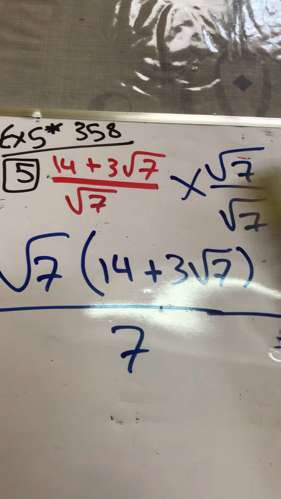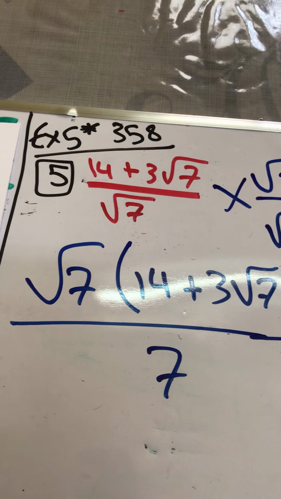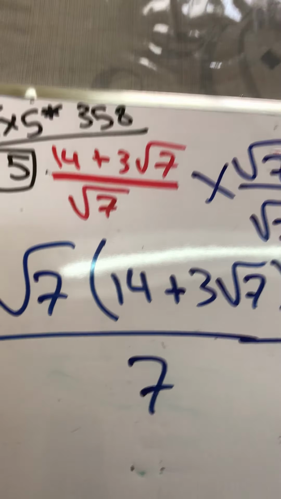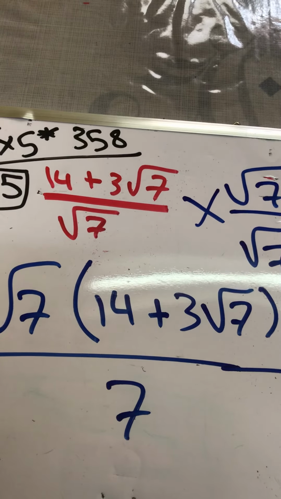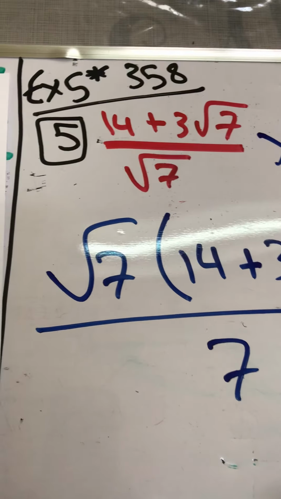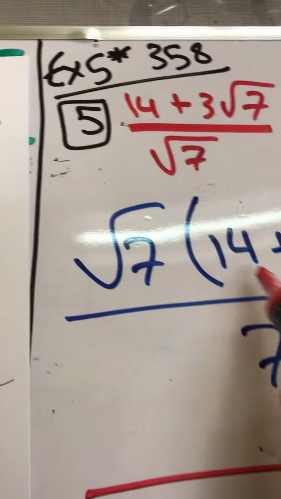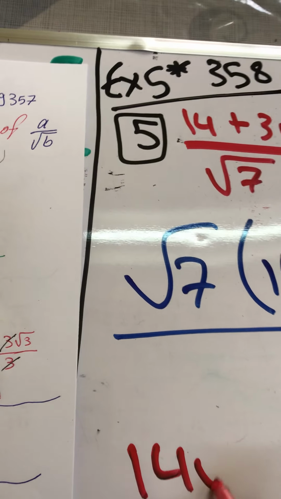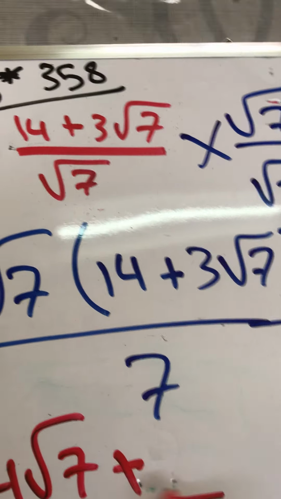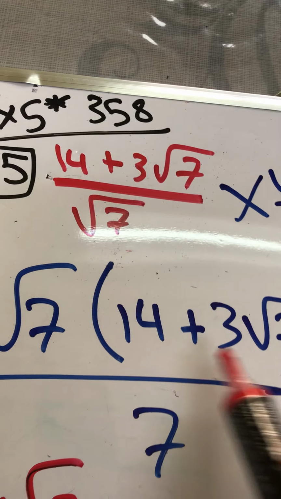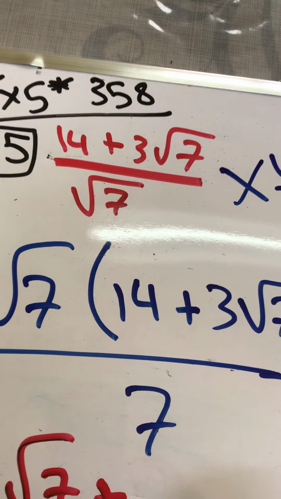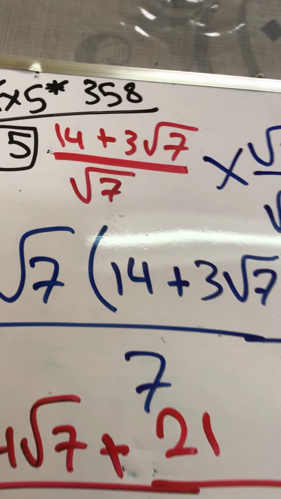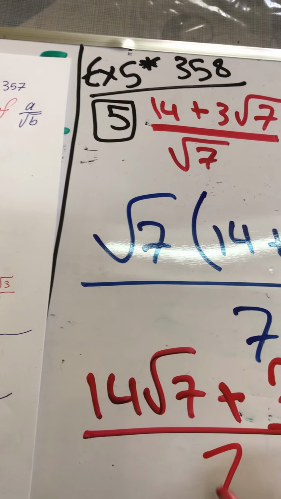Okay, now let's distribute what I have up. Here I'll distribute √7 times 14, 14√7, plus √7 times 3 times the √7. So it will be 3 multiply 7 equal 21. Okay, like this, and down still 7.